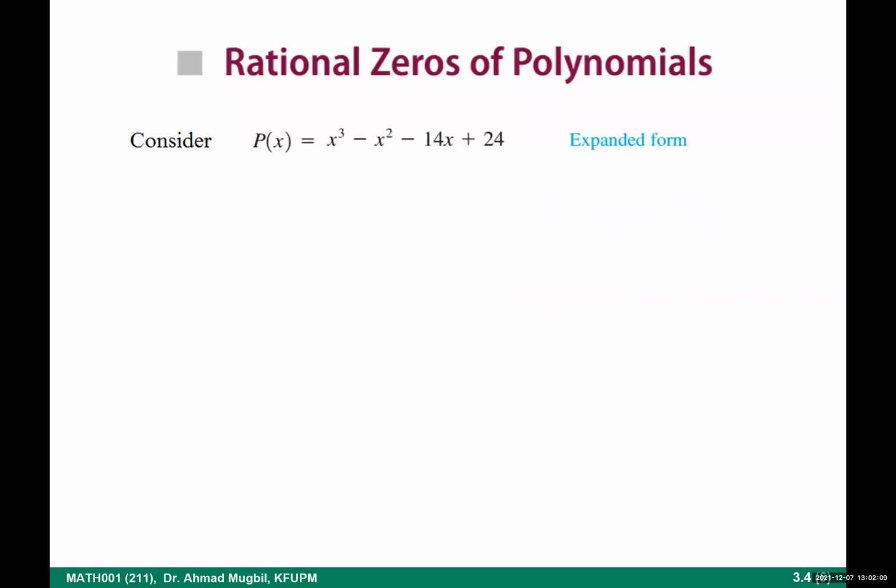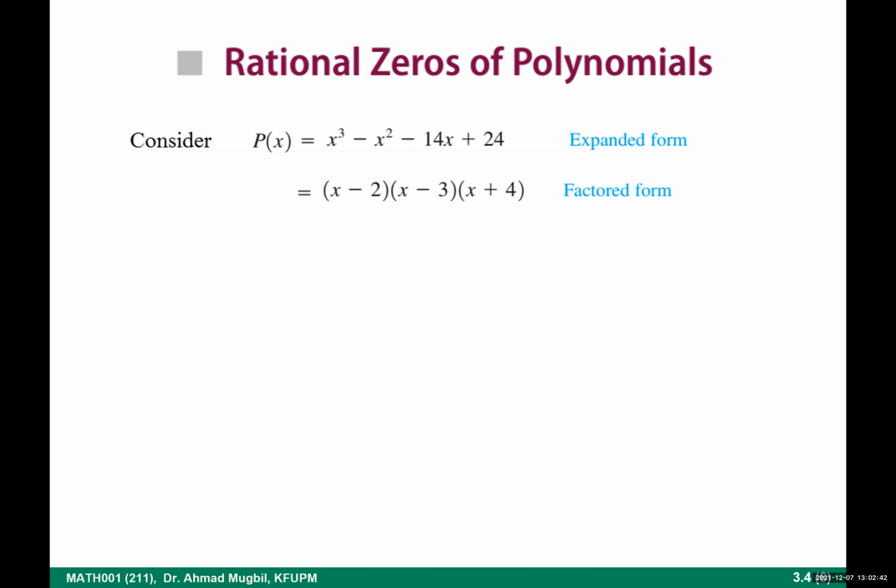Look at this, consider this polynomial. Can you factor it by the methods of chapter 2? Can you factor it immediately? Even if you think about kind of groupings, it is not that easy or that direct. But indeed, this polynomial can be written like this, in this factored form. So the first line is the expanded form, the second one is the factored form.